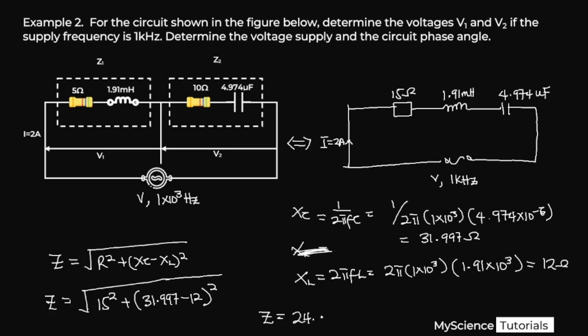So we have 24.9976, which you can approximate to 25 ohms. So the total opposition to the flow of current in this circuit is 25 ohms. Now that we have the 25 ohms as our impedance, we can go ahead and find the voltage supply. Our voltage supply, V, will be equal to IZ. I was given in the question as 2, and we just found our impedance Z to be equal to 25 ohms. So if we multiply 2 by 25, we get 50 volts, and so our supply voltage is equal to 50 volts.